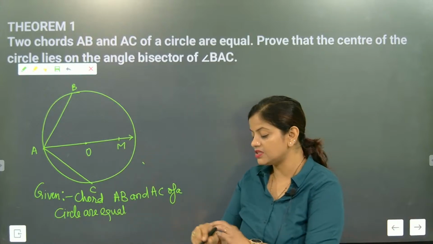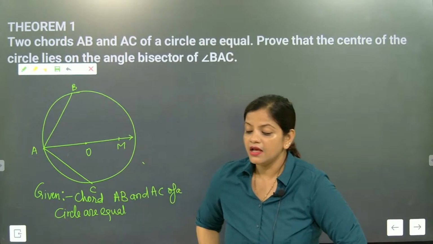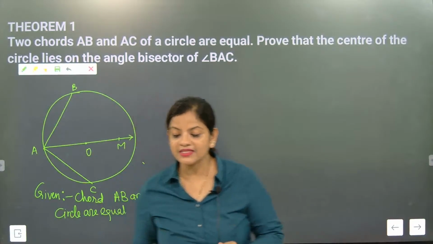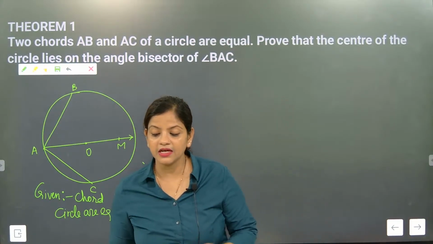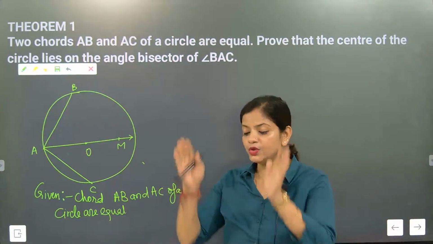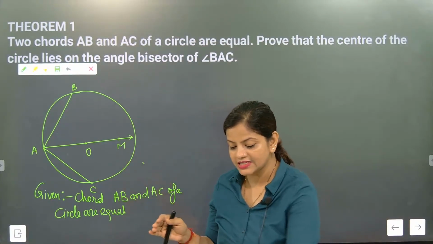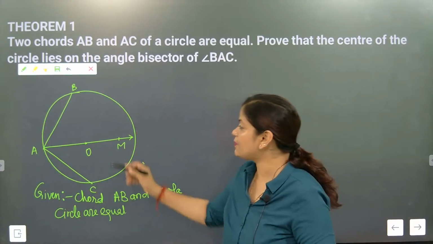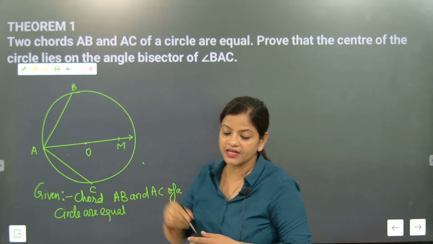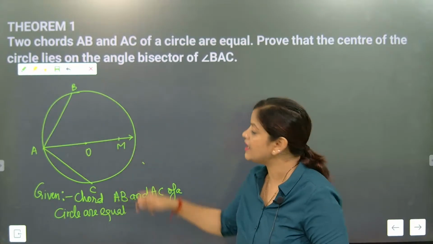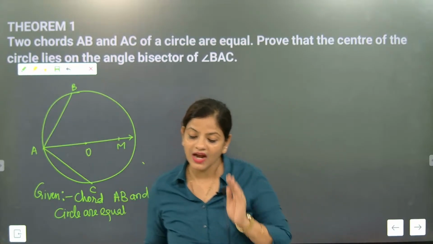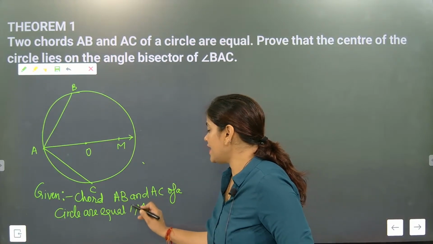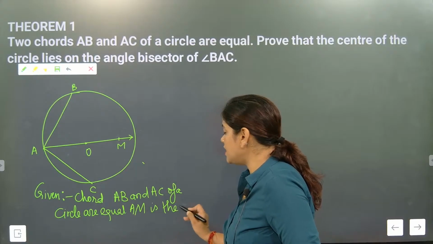Angle bisector means the one which bisects the angle into two equal halves. What is the meaning of angle bisector? The angle bisector bisects the angle into two equal halves, beta. So that means for AM, if the total angle is 100 degrees, then this angle will become 50 degrees and this angle will become 50 degrees. That is the speciality of the angle bisector. So AM is the angle bisector.